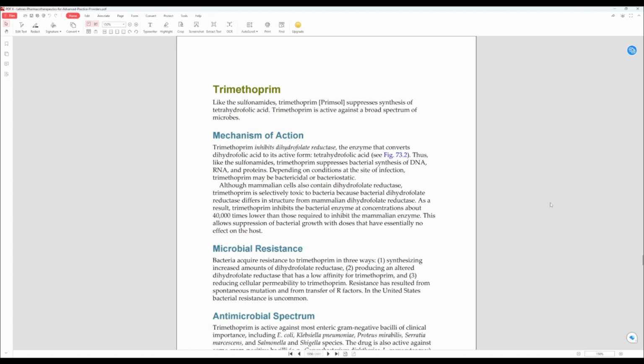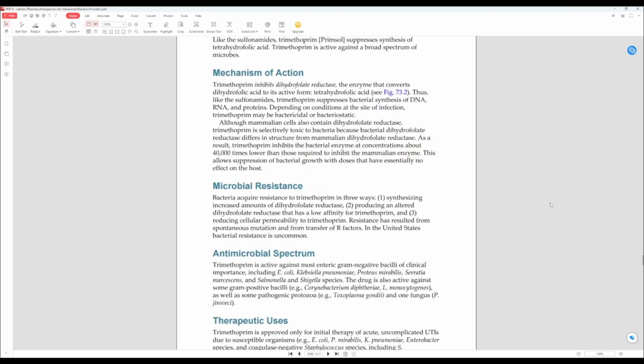Like the sulfonamides, trimethoprim, or Primsol, suppresses the synthesis of tetrahydrofolic acid. Trimethoprim is active against a broad spectrum of microbes. So how does it work? Well, trimethoprim inhibits dihydrofolate reductase, the enzyme that converts dihydrofolic acid to its active form, tetrahydrofolic acid.